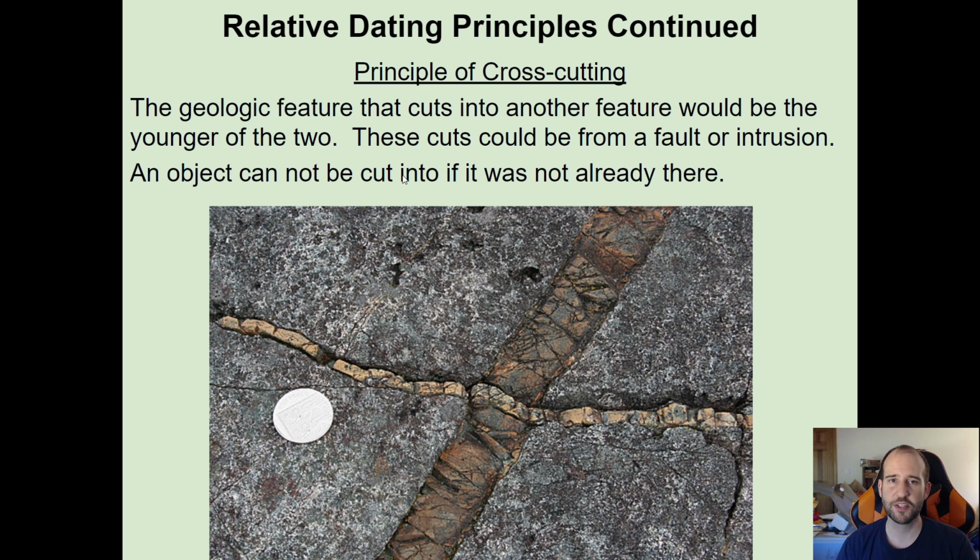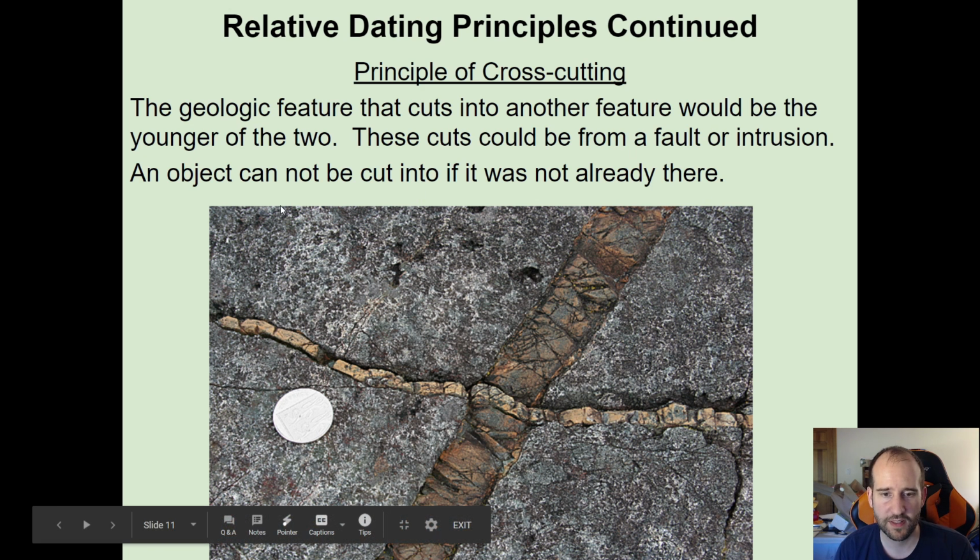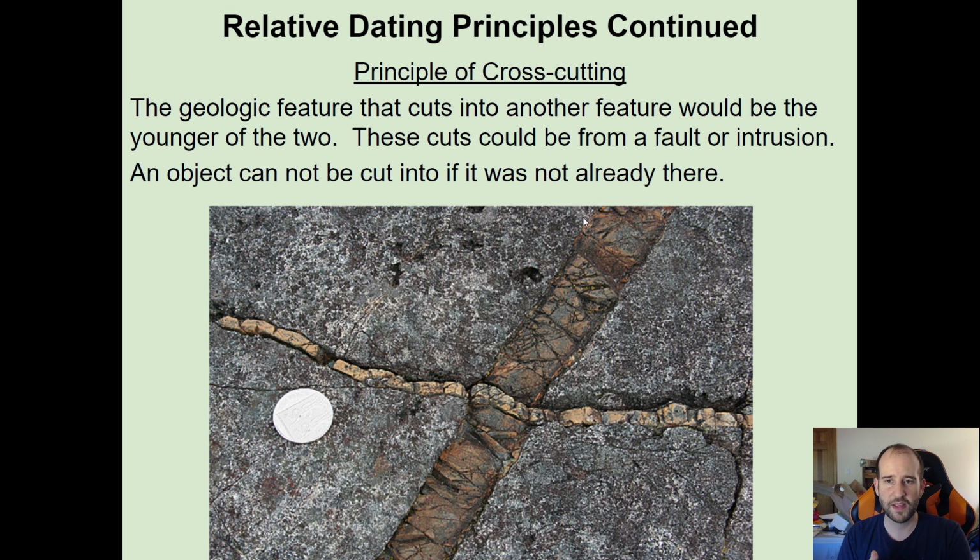And the idea for the principle of cross-cutting is that the feature that cuts into another feature would be the younger. Which means that you have this gray stone happen first, and then this red stone cut through it. And what this is, is an igneous intrusion. Igneous intrusion means that melted magma is working its way up, hot enough, and it's just working its way through a rock. And so it was able to cut through and melt its way through.